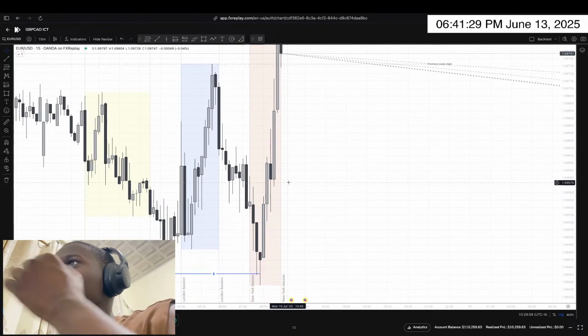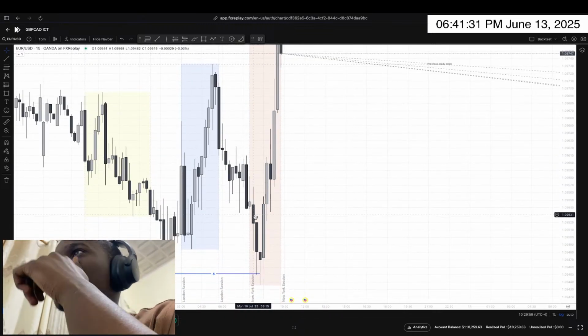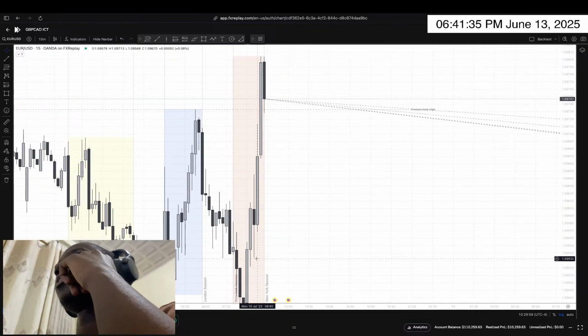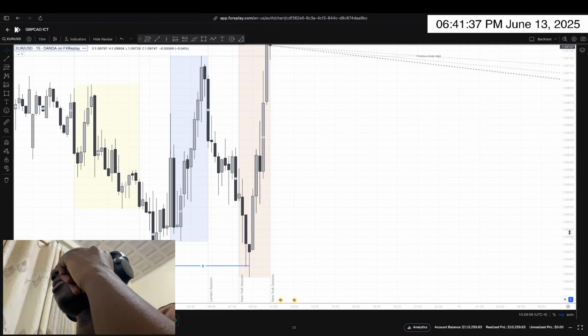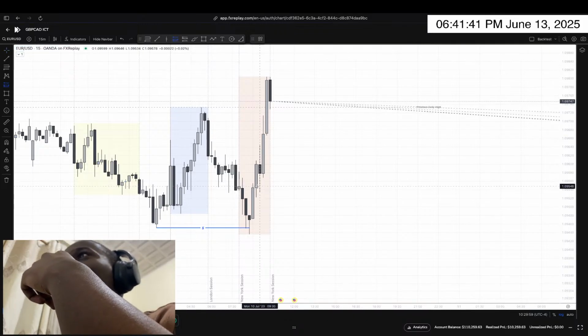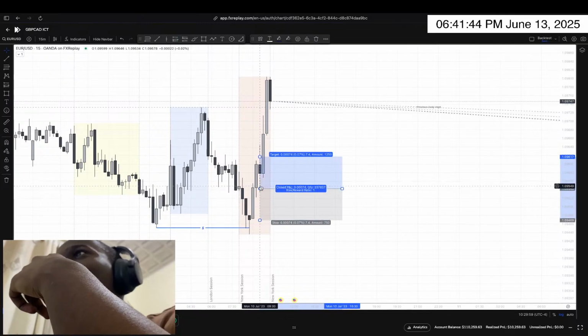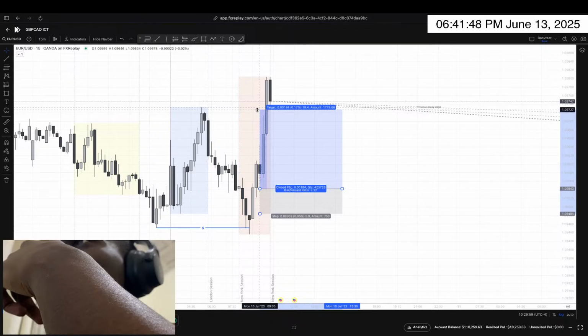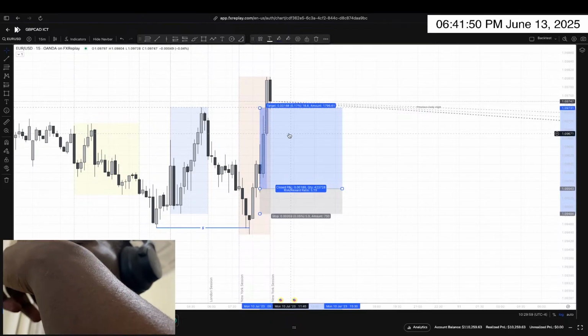So maybe we should have entered on this inversion for sure, on the retracement. Then you can see that we would have got a really good buy in this trade right here. Buy in this inversion, the retracement, stop loss slightly below here, and then you target the equal highs, which would have given you a 1 to 3.